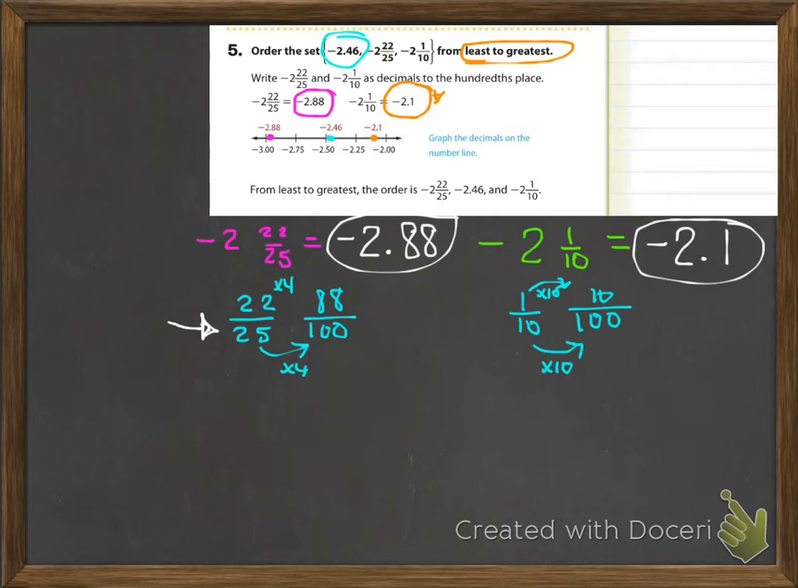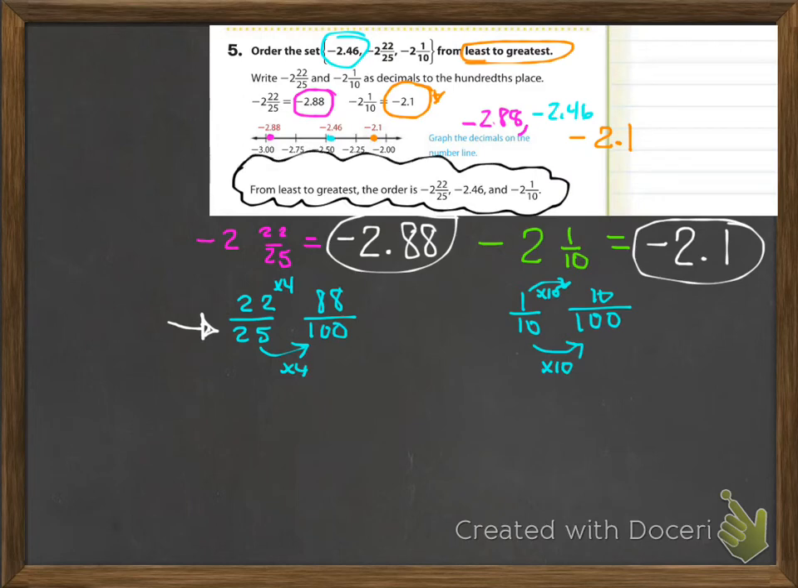So now it says least to greatest. So I know that that negative 2.1 is going to have to go on the far right because it's greatest. Now the least one is going to be the pink one, so it's negative 2.88. And then the one in the middle will be negative 2.46. Now we're not done with this problem because remember when we have these, we need to actually put them in their original format. This is the part that you are forgetting sometimes.